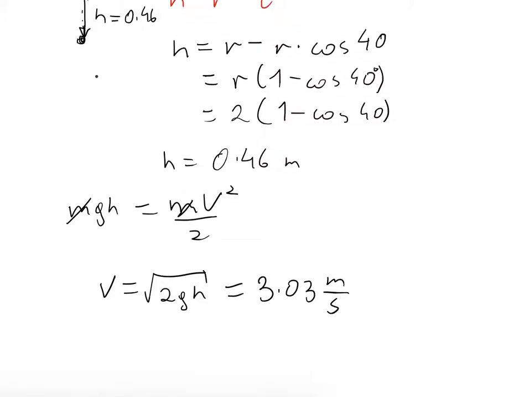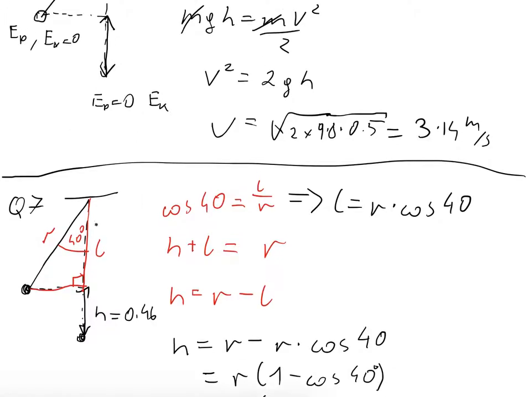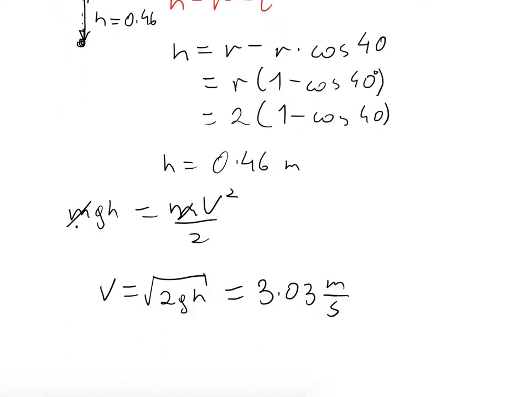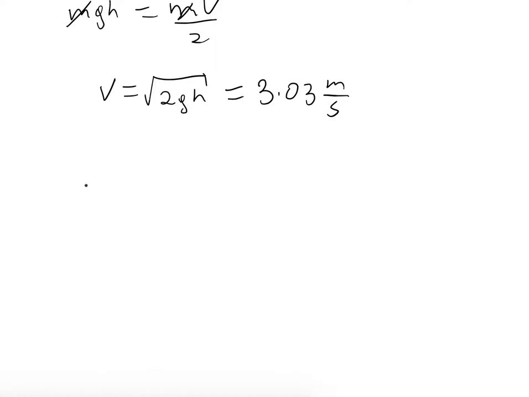The key thing in this problem, and I can't stress this enough, is to recognize the fact that this triangle is a right angle triangle, and that we can use a cosine of this angle here, the angle between the pendulum and its rest position, let's say. We can use that to calculate the length L, and then following that, the height H. So this is the key thing for this particular problem. Now, moving swiftly on to problem number 8.